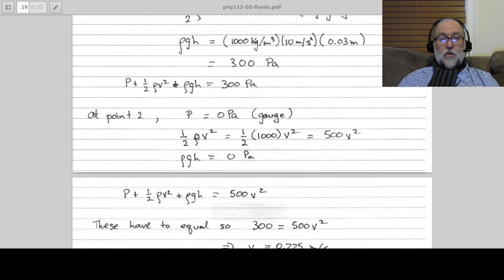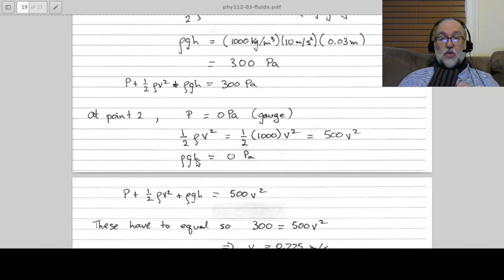Okay, what about the 1/2 rho v squared? Well, now it is flowing because the fluid is moving there. And so we don't know v, so that's going to be our unknown. But we do know rho is 1,000, so it's a half times 1,000. So that's 500 v squared. We don't know v, but we'll find that.